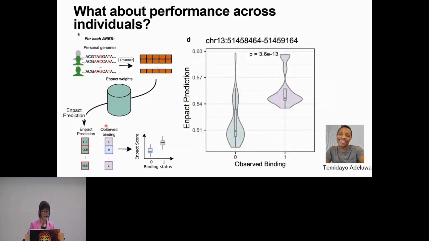So what about performance across individuals? We take different people's genotype, or their DNA sequences, run them through Informer, use the NPACT weights that we trained with previous data, and we calculate the NPACT prediction and compare it to the observed. That's what you are seeing for one site. It's obviously cherry picked. You can see our prediction, and here the dots are people. The left side is people whose ChIP-seq experiment did not show binding of androgen receptor, and on the right, people who did show androgen receptor binding. So for this one site, we do pretty well. How about across the genome?